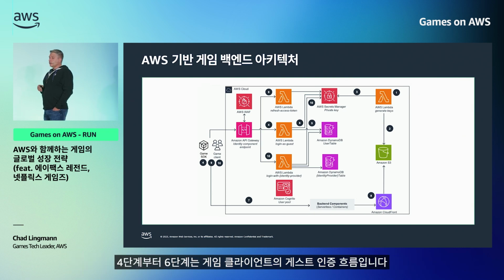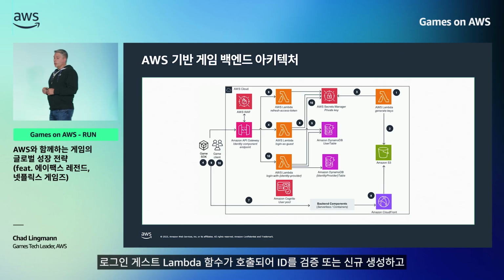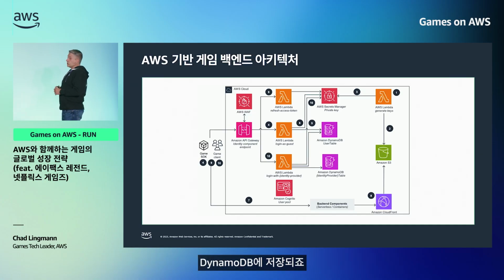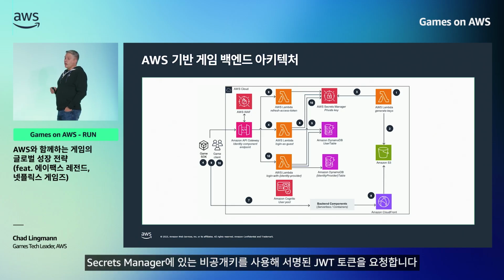Next, the game client guest authentication flow, which is steps 4 through 6. The game client requests a guest identity via the SDK. It then initiates a login-as-guest Lambda function to validate or create an identity and store it in DynamoDB. The Lambda function then requests the signed JWT token, the private key, from Secrets Manager.